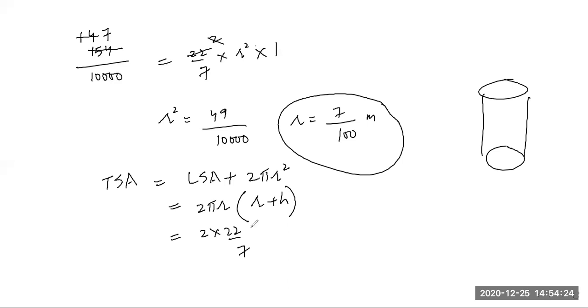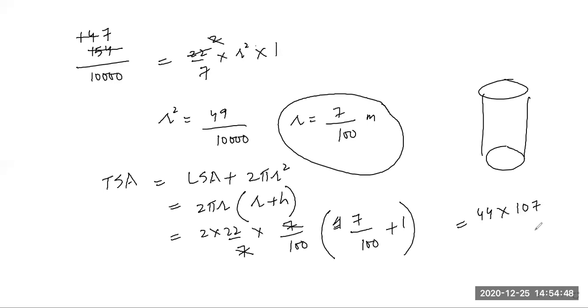So 2 into 22 by 7 into r plus h. What is the radius? Radius is 7 by 100, this is the answer. So 7 will cancel with 7, so it will be 44 into 107 divided by 100. This will be the answer, students. So simply multiply 107 by 44. What is that, Sargun? 107 by 44.